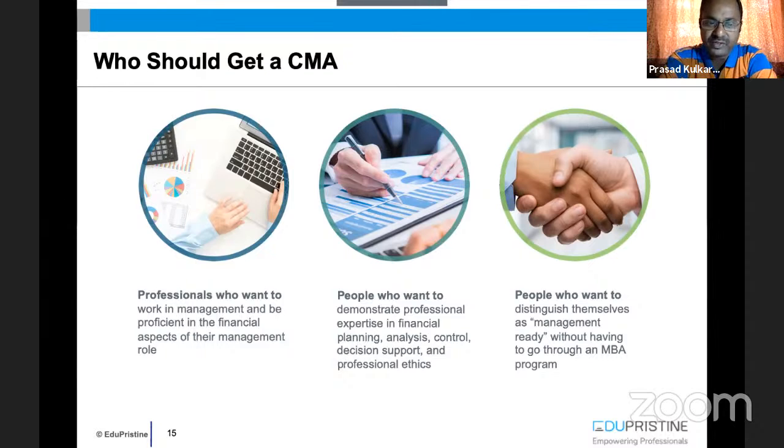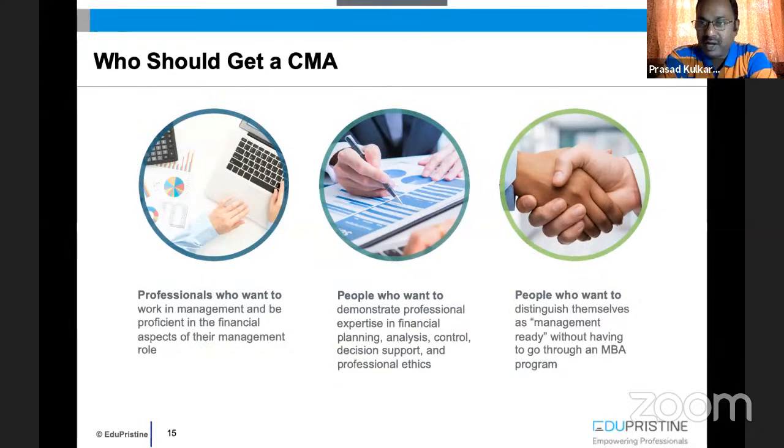So professionals who want to work in management and be proficient in financial aspects of their management role, it's for them. People who want to demonstrate professional expertise, not just subject matter, professional expertise in financial planning, analysis, control, decision support, and professional ethics. And people who want to distinguish themselves as management ready without having to go through the MBA program.